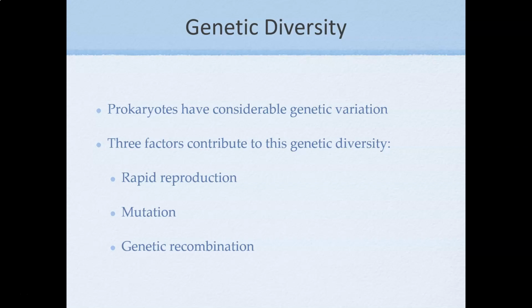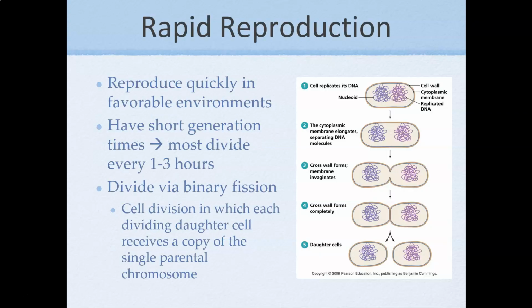So prokaryotes have a considerable amount of genetic variation, which is kind of interesting when you think about the fact that they are asexually reproducing organisms. So there's going to be three major ways that contribute to their genetic diversity, which is probably what has allowed them to survive since life began. So let's talk through these ones.